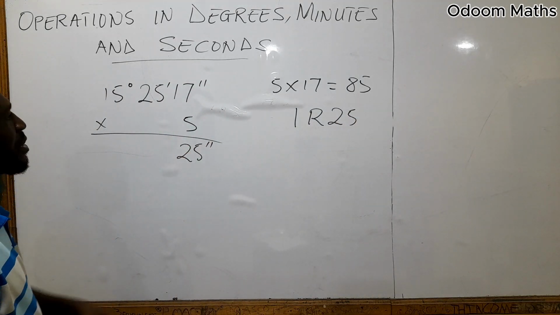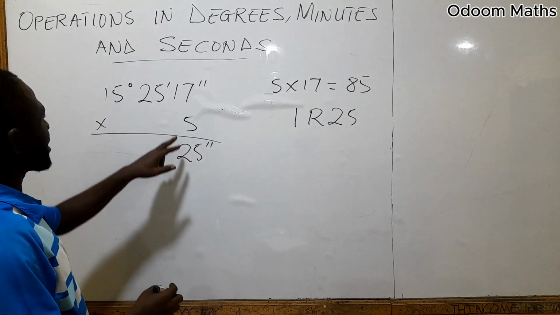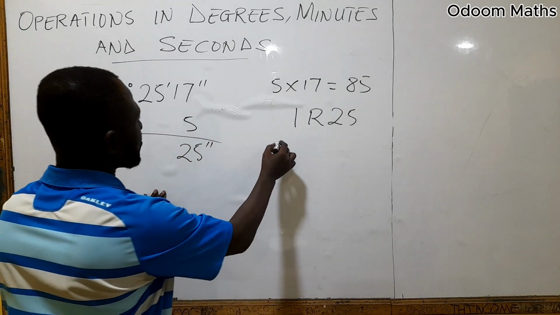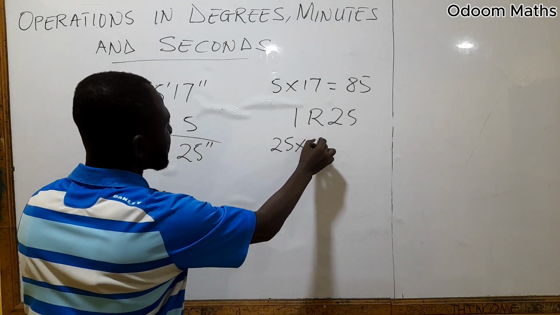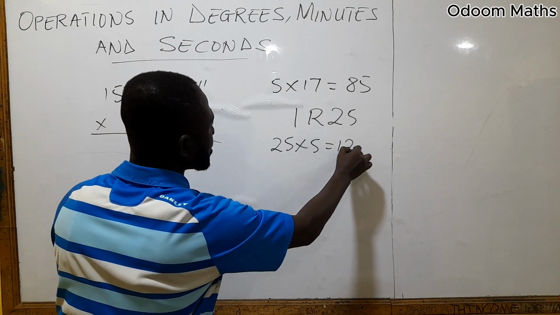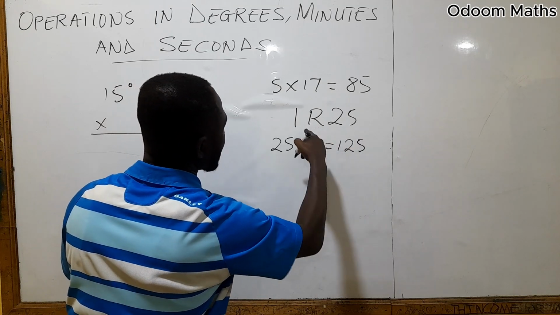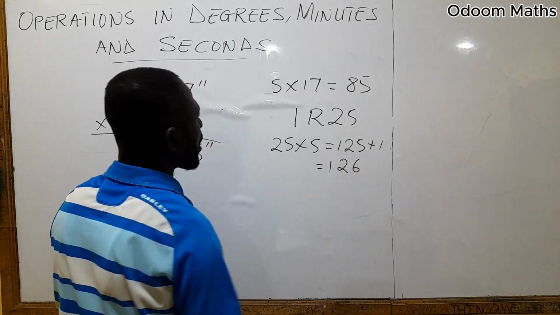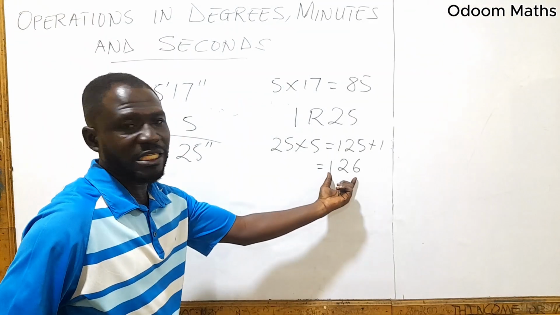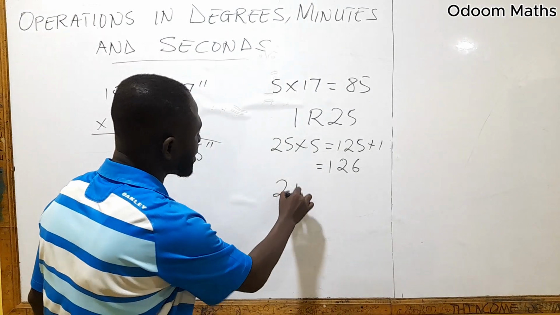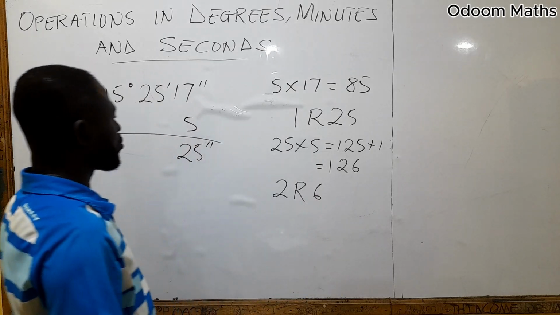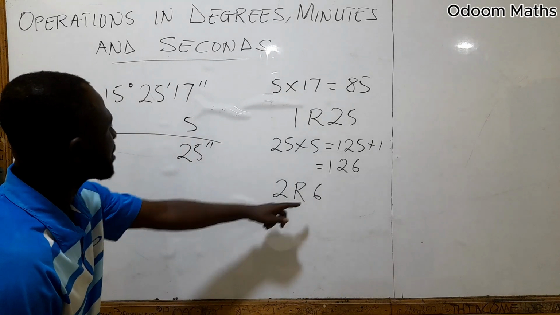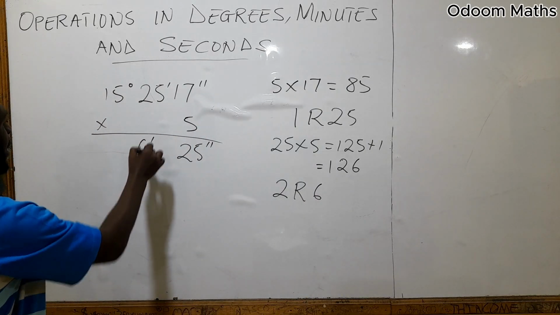Now we are going to use this one. So let's multiply this. 25 times 5 is 125, plus 1, which is 126. So how many 60s are in 126? We have 2 60s, remainder 6. So that is 6 minutes.